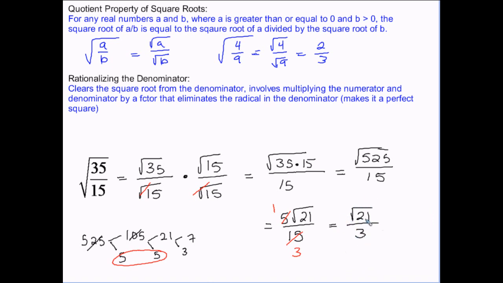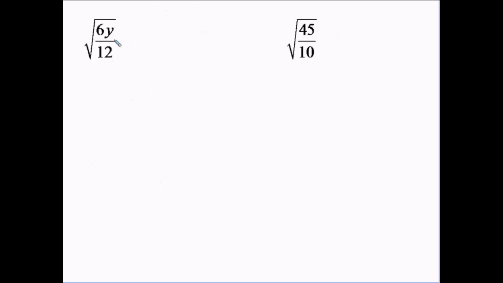Now be very careful here that you don't make the mistake of saying, oh, well, 21 divides by 3, and so that'll be the square root of 7. But it doesn't work that way. I can't divide something in a radical by something that's not in a radical. So this is as far as I can go. That's my final answer. Let's try another.